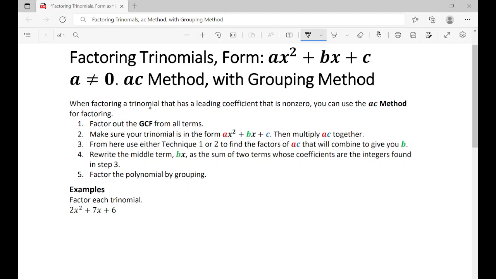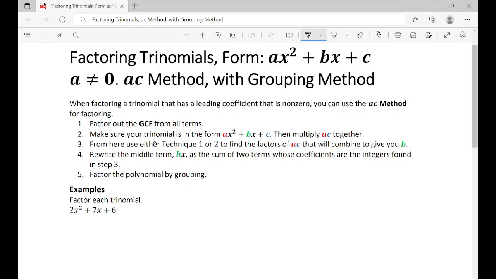When factoring a trinomial in the form of ax squared plus bx plus c that has a leading coefficient that is non-zero, you can use the AC method for factoring. Step 1, make sure you factor out the GCF. If it can be made simpler, that's what you need to do.